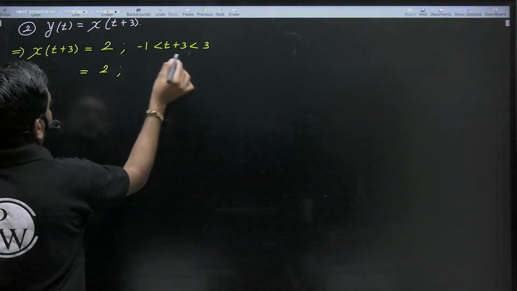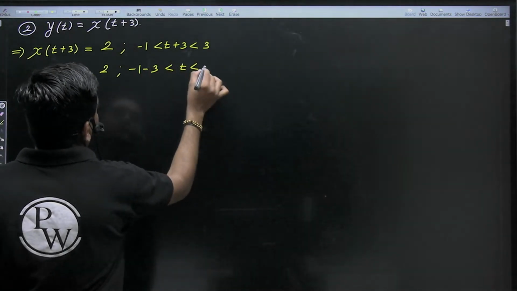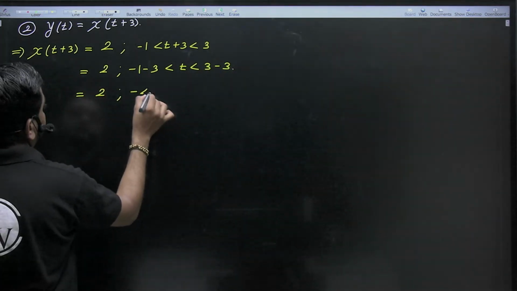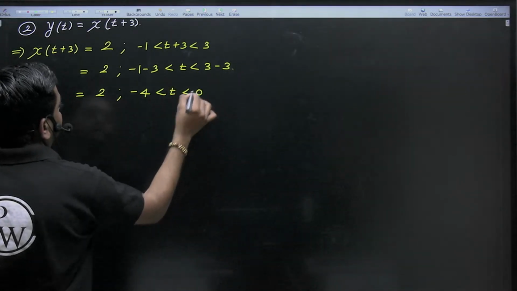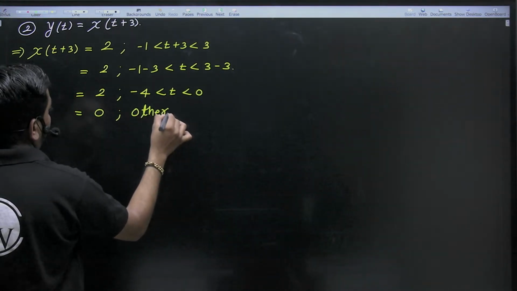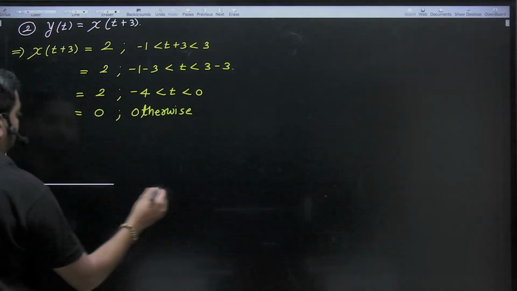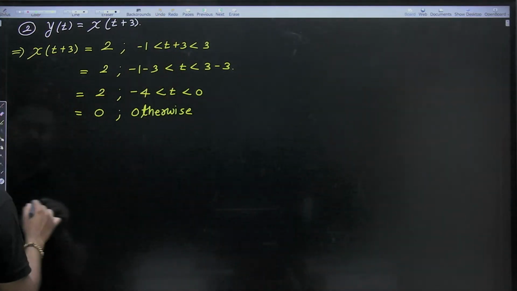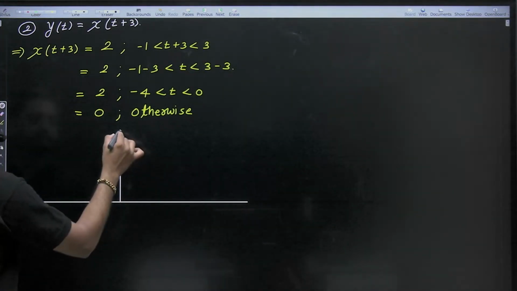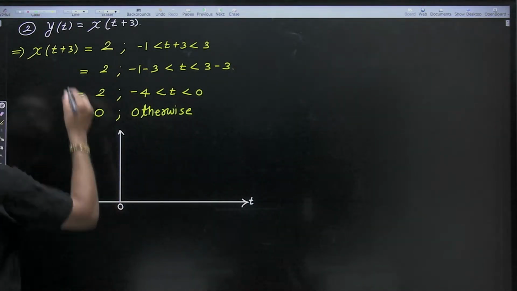So the amplitude is 2 between minus 4 and 0, and 0 otherwise. Now tell me, in this case is it left shifted or right shifted?